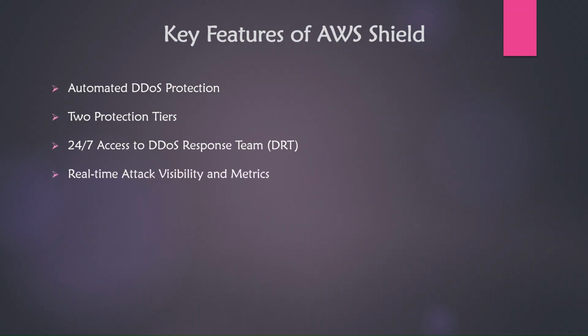Real-time attack visibility and metrics: Shield Advanced offers real-time visibility into ongoing attacks, with detailed metrics and reports that allow you to monitor the status of your application during an attack and take the necessary action. Application layer protection: in addition to network and transport layer protection, Shield Advanced also provides protection at the application layer, which helps defend against more targeted or sophisticated attacks such as HTTP flood. So these are the key features of AWS Shield.